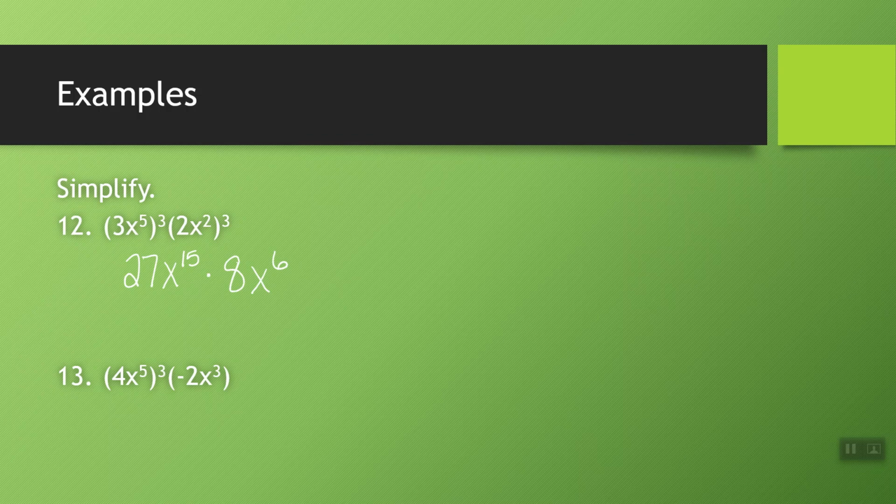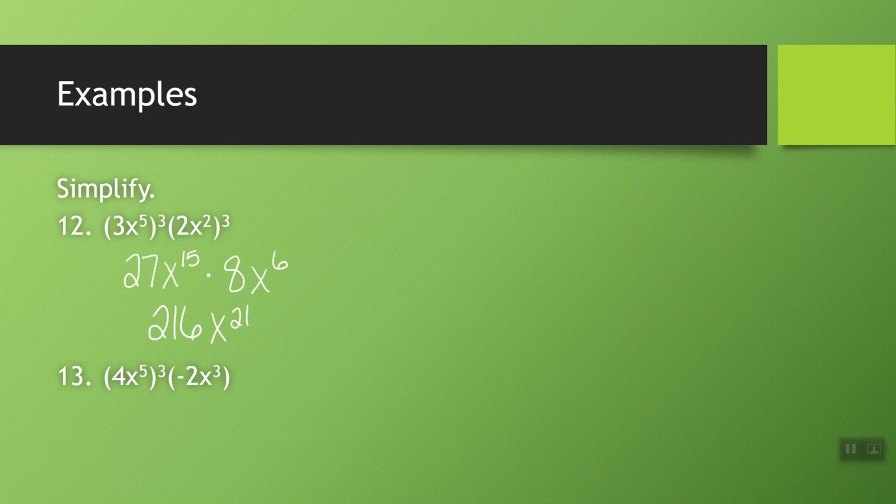And now we're going to go one step further by cleaning these up. 27x to the 15th times 8x to the 6th, we do 27 times 8, that's 216. And x to the 15th times x to the 6th, now we are adding exponents. 15 plus 6 is 21. So we get 216x to the 21st.